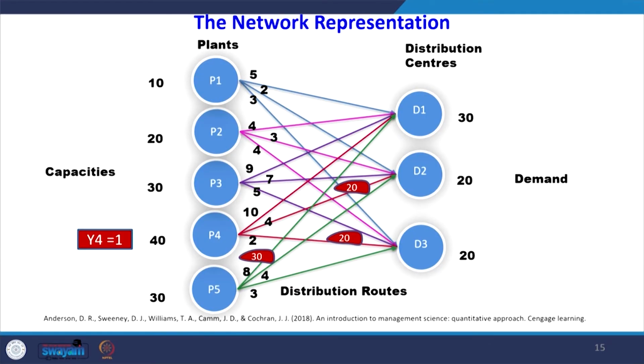In this slide I have brought our solution. The value of Y4 is 1, which means out of 4 only P4 is getting opened. So P4 capacity is 40. For D1, the demand requirement is 30, so from P5, 30 units are sent to satisfy it. D2 demand is 20. We know the P4 plant capacity is 40, so 20 units are distributed to D2 and the remaining 20 units are distributed to D3.